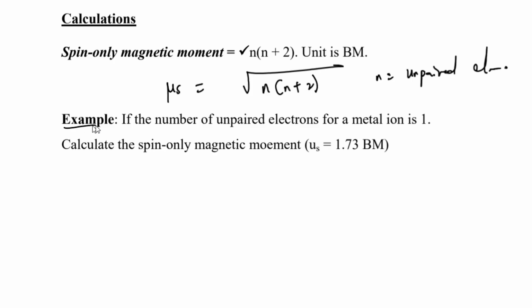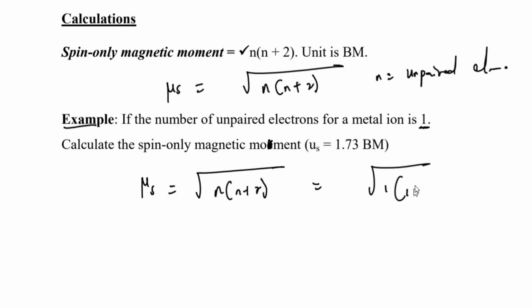Let's look at this example. If the number of unpaired electrons for a metal is 1, calculate the spin only magnetic moment. Spin only magnetic moment is the square root of n into bracket n plus 2. The number of unpaired electrons is 1, so we have 1 into bracket 1 plus 2. Therefore we have 3, so the spin only magnetic moment is 1.73 Bohr magneton.